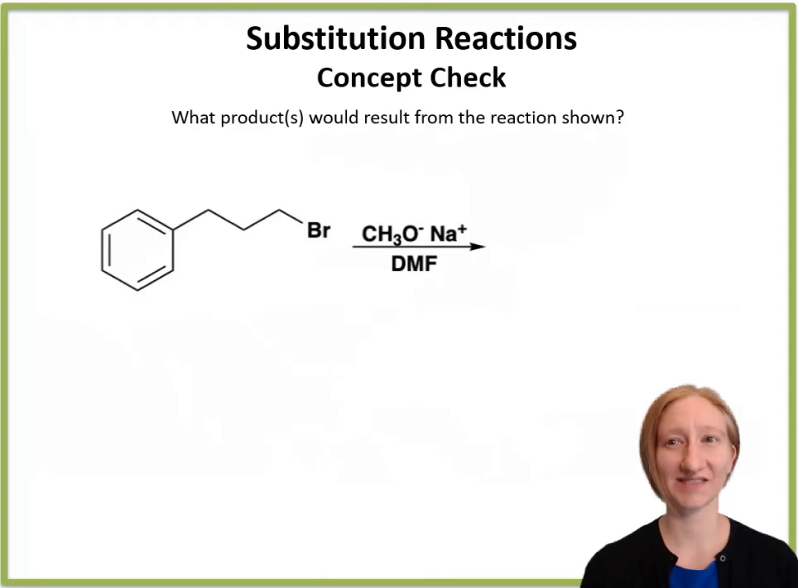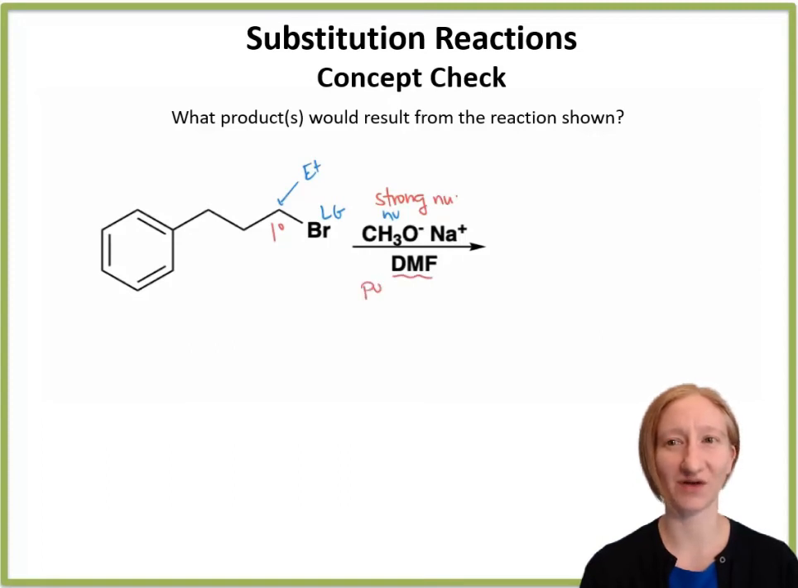In the second concept check question, you're asked to draw the products of the reaction shown. Let's start by identifying the nucleophile, electrophile, and leaving group. Then we'll determine if it's an SN1 or an SN2 reaction. The alkyl halide is a primary alkyl halide, so this reaction will almost certainly go through an SN2 pathway.